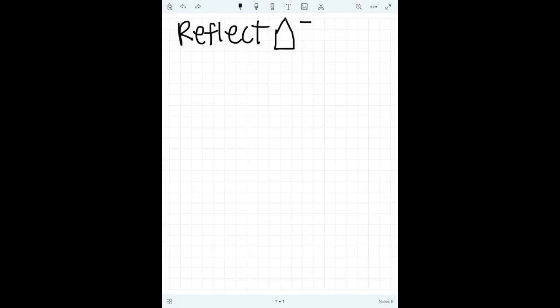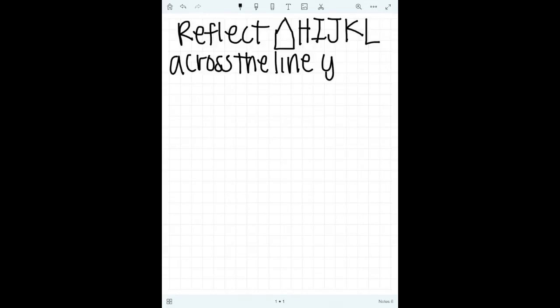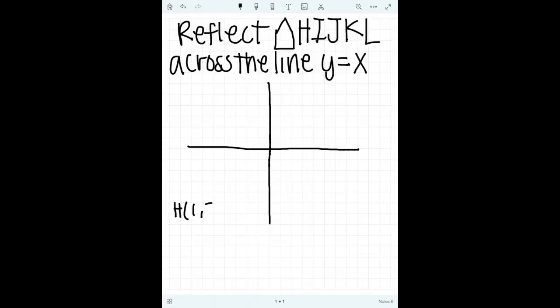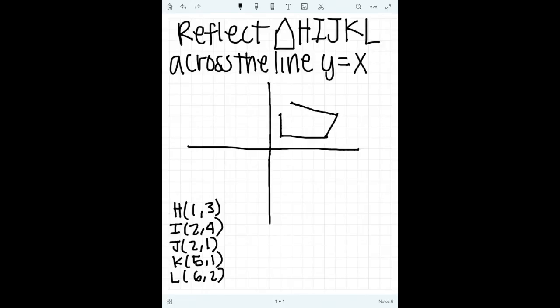Moving on to the line y equals x. It's a very interesting line, and we'll be reflecting the figure HIJKL. Now this has 5 points, just to give you a range of different types of problems that you may see. When reflecting across the line y equals x, remember to flip your variables. So for instance, you can see that H is 1, 3. Well, if you had to reflect it across the line y equals x, what do you think its points would be? What would H prime be?